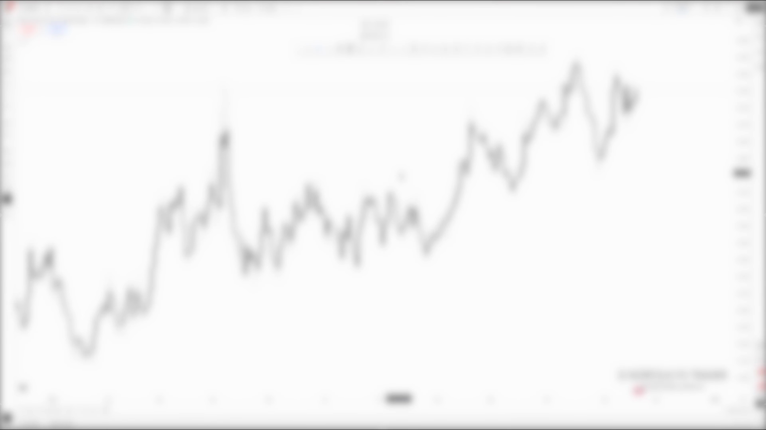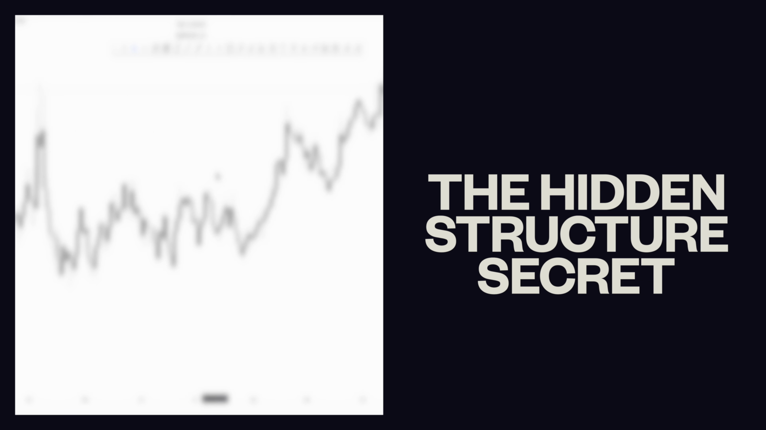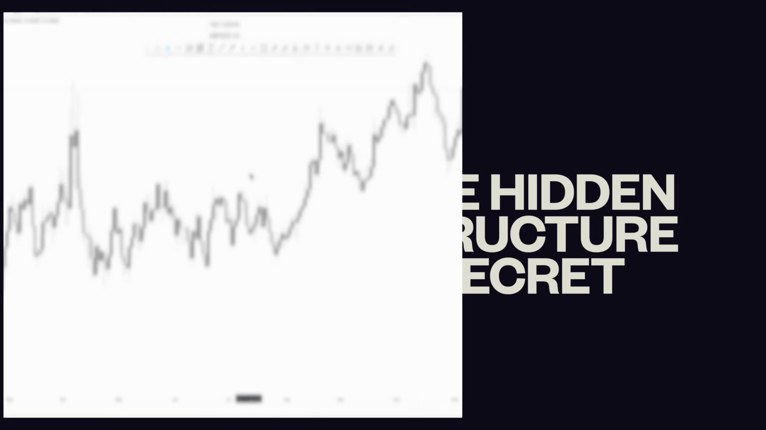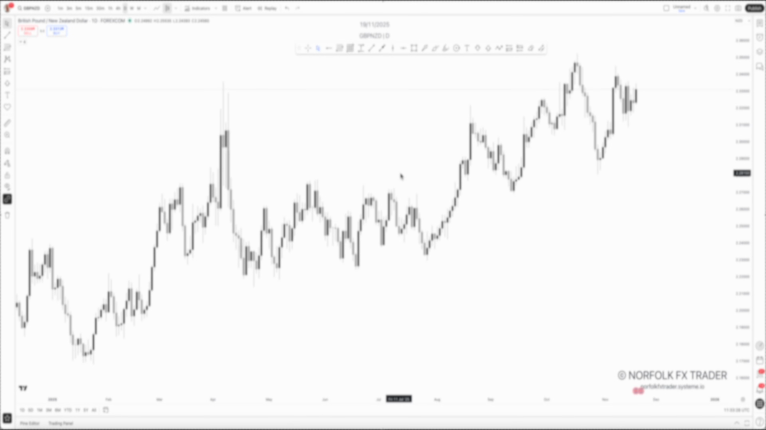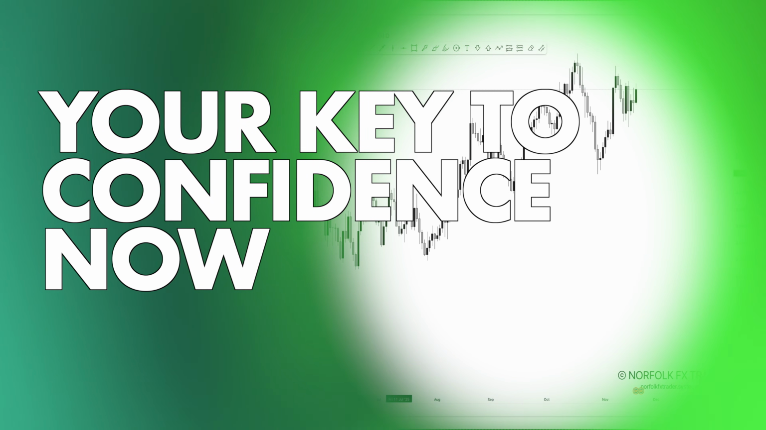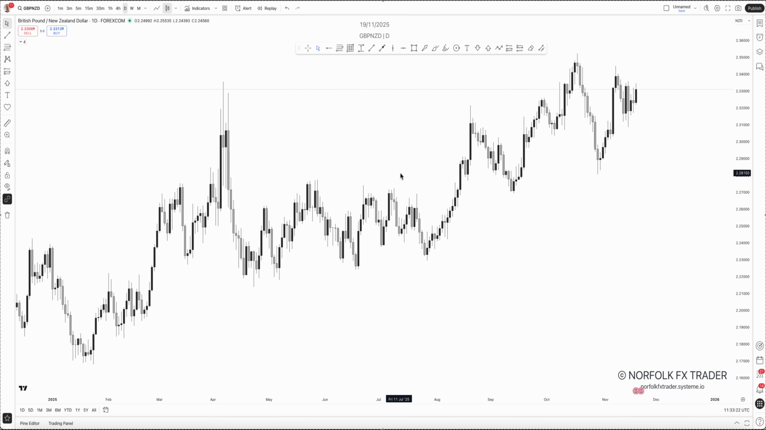If you're ready for a new level of trading, you are ready for the hidden secret that guarantees master level returns. This single structural principle is your key to complete confidence, and I'm going to show you this simple setup now. We're on the pound New Zealand on a daily time frame. We're going to walk through that three-step market structure logic right now. And I'll show you how easy this is.